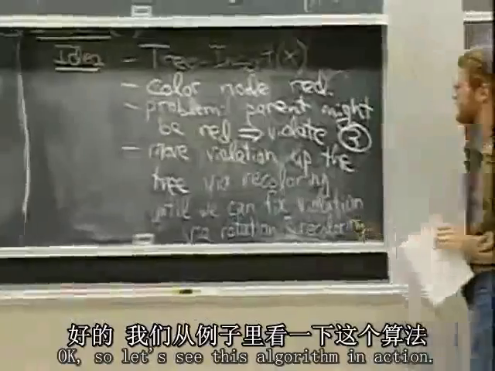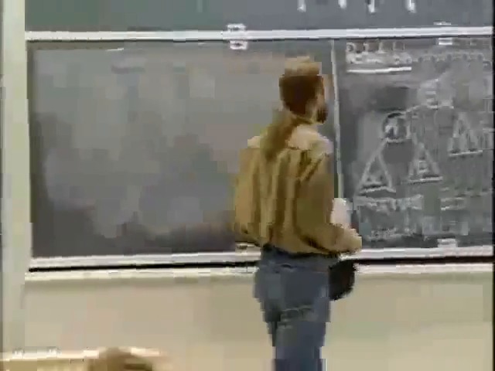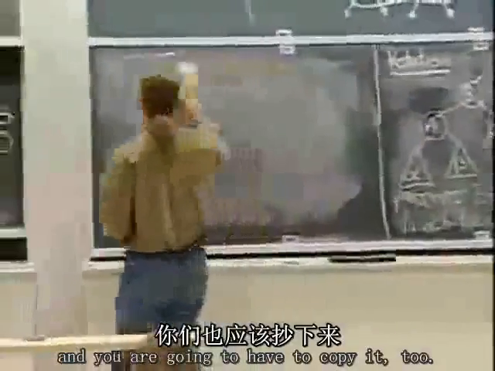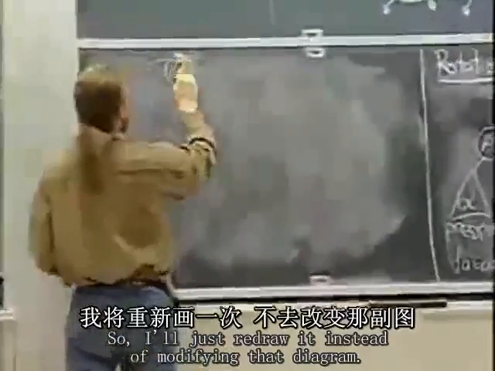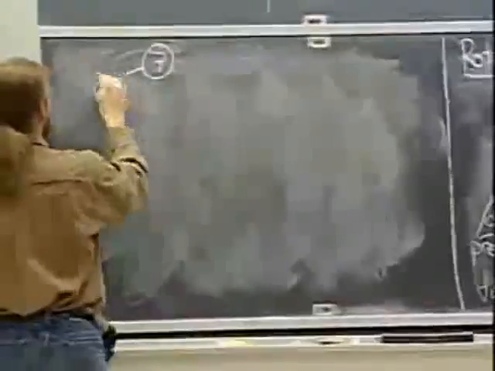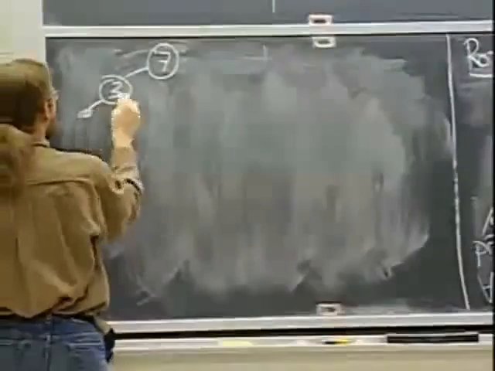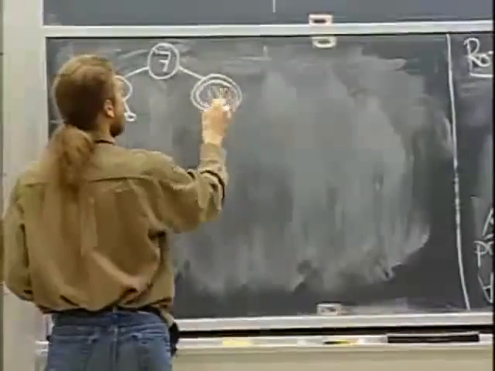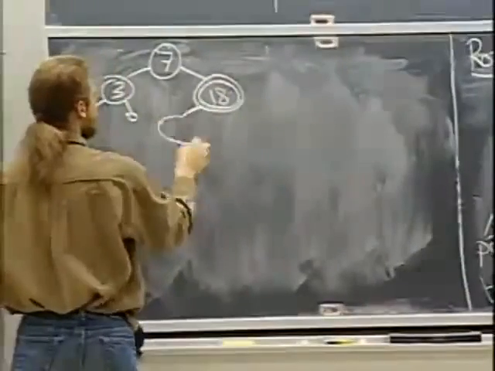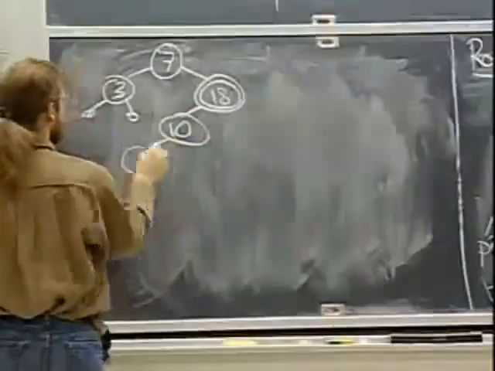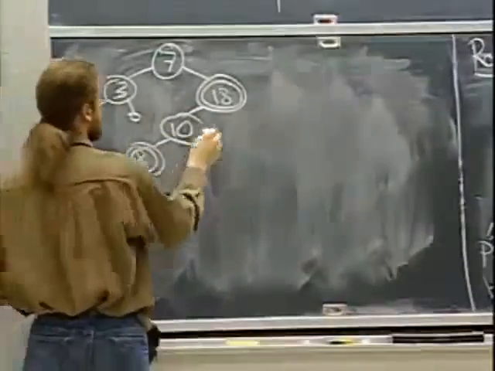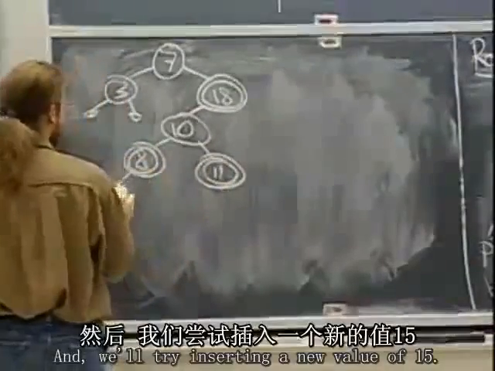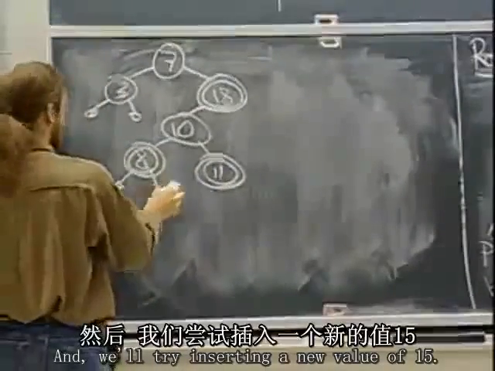Okay, so let's see this algorithm in action. I want to copy this tree, and you're going to have to copy it too, so I'll just redraw it instead of modifying that diagram. So we have this nice red-black tree, and we'll try inserting a new value of 15.